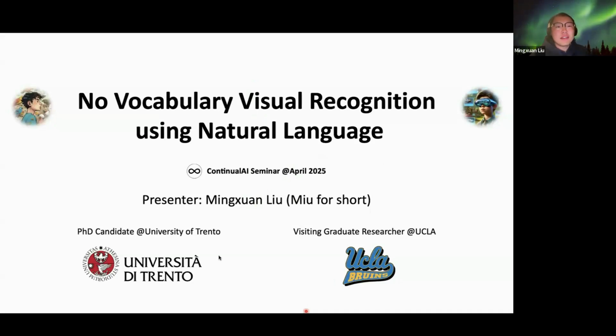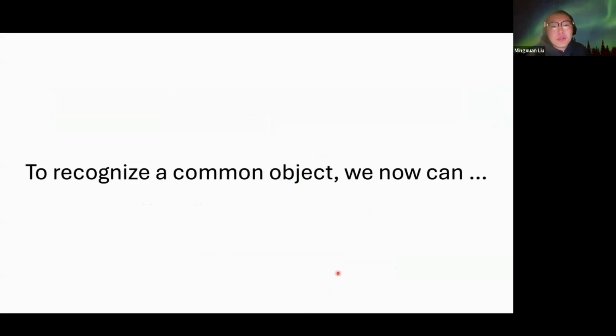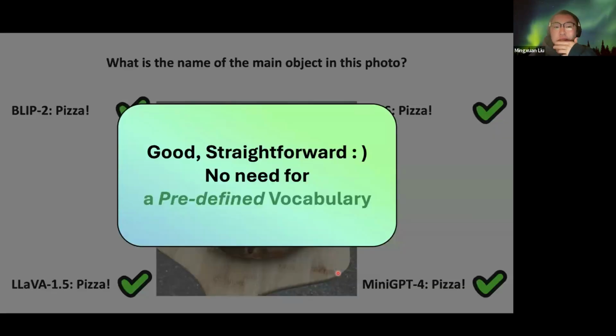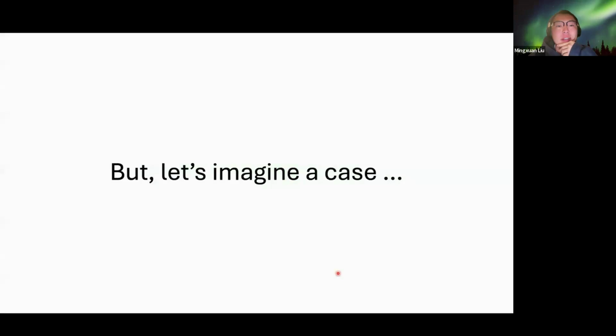And today I'm going to be presenting an exploration about novel vocabulary visual recognition using natural language. Now, if we want to recognize a common object, we actually do not need to know a predefined vocabulary. We can simply send an image to some foundation models, and usually they can give us pretty good results and high accuracy, with no predefined vocabulary needed.